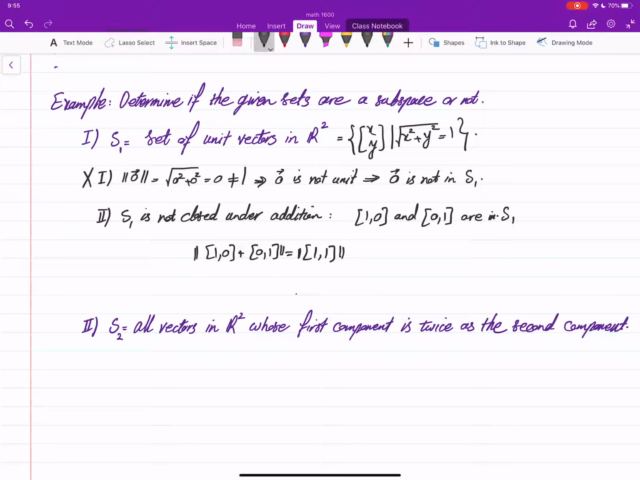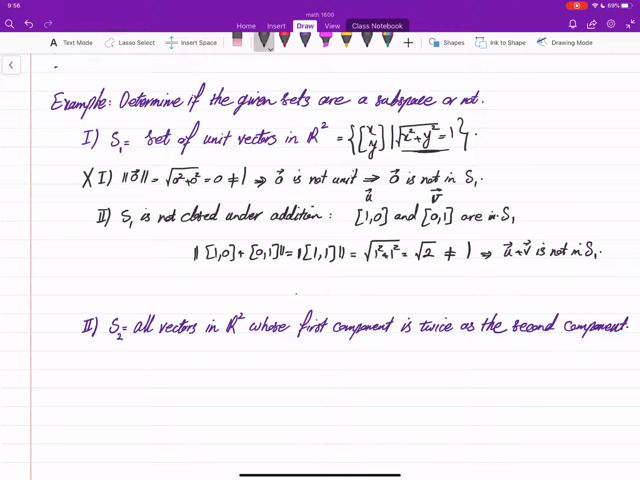why do I find the length? Because I have to show whether the length is 1 or not. The length of this vector is the square root of 1 squared plus 1 squared, which is the square root of 2. This is not 1, so that means that the vector u and vector v were in S1, but u plus v is not in S1. In other words, we found two vectors.